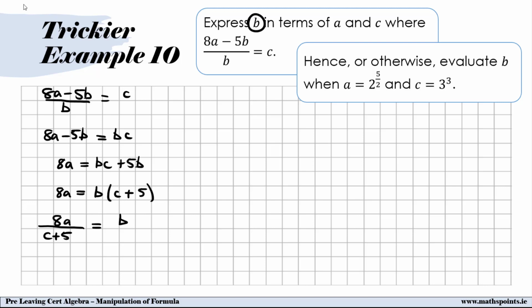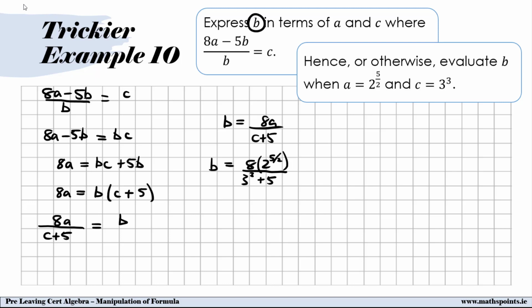So the second part of the question involves us taking our equation with b as the subject, b is equal to 8a over c plus 5, and substituting in values for a and c. So b is equal to 8 times a, which is 2 to the power of 5 over 2, over c plus 5, and c is 3 to the power of 3, plus 5.